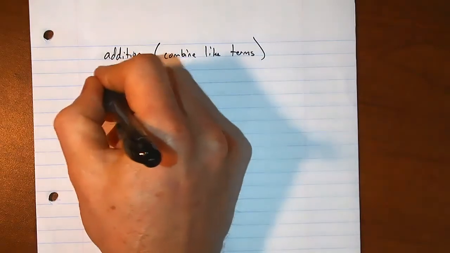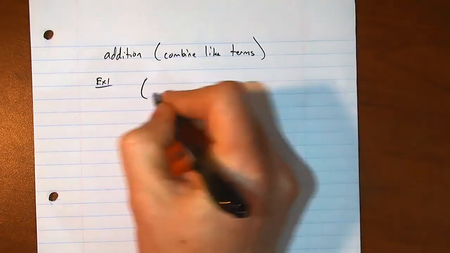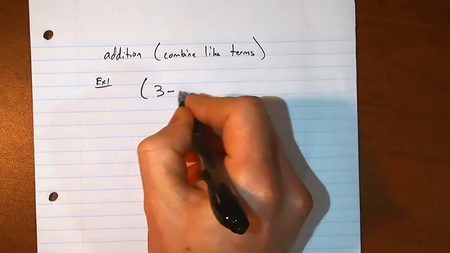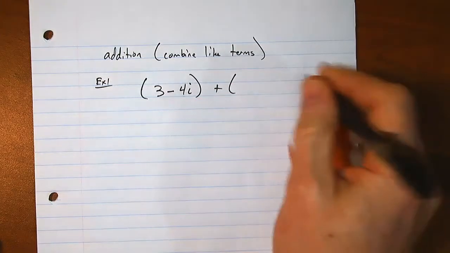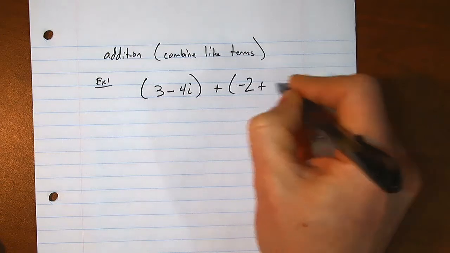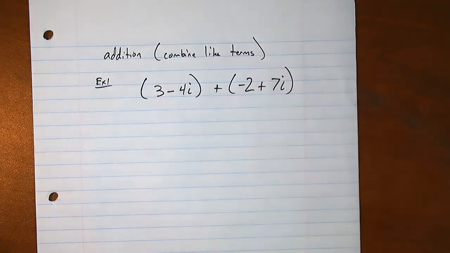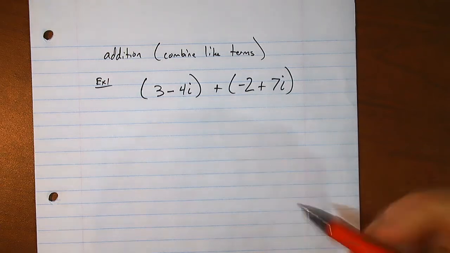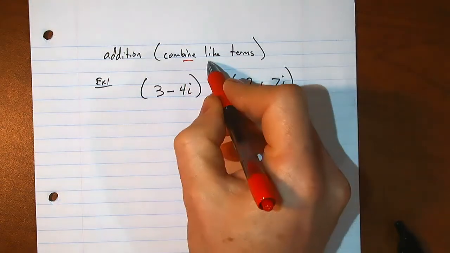So here's an example. Example number 1. Let's take the complex number 3 minus 4i. That's already written in standard form, so life is good. And let's add it to the complex number -2 plus 7i. Okay, so there we go. Two complex numbers, and we're going to add them together. And the way that we will add them is by combining like terms.